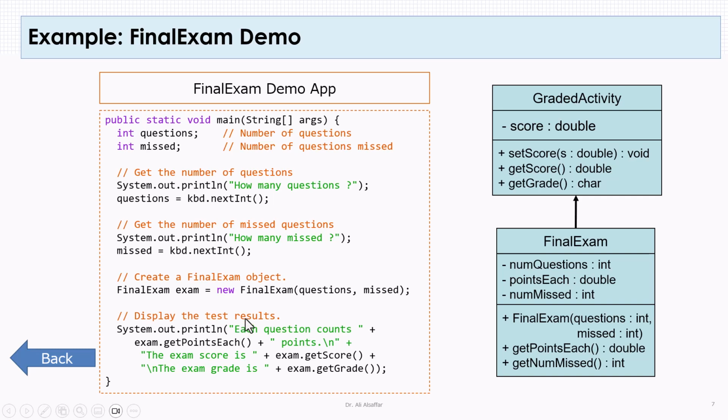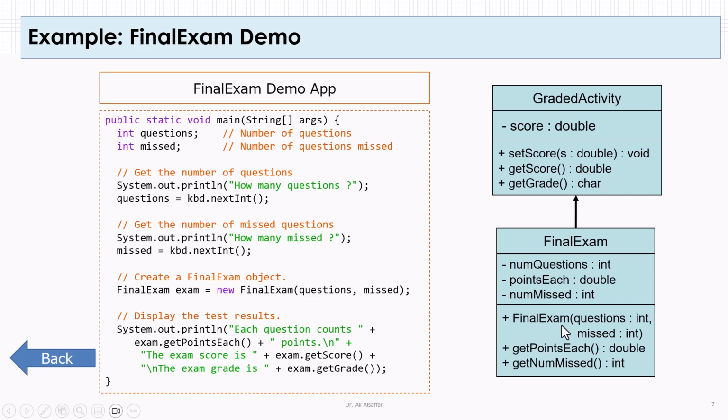After creating the object, we are calling the methods for FinalExam. First, we are calling the public method getPoints that will display the number of points for each question. And then we will call the public method that is inherited from GradedActivity called getScore.